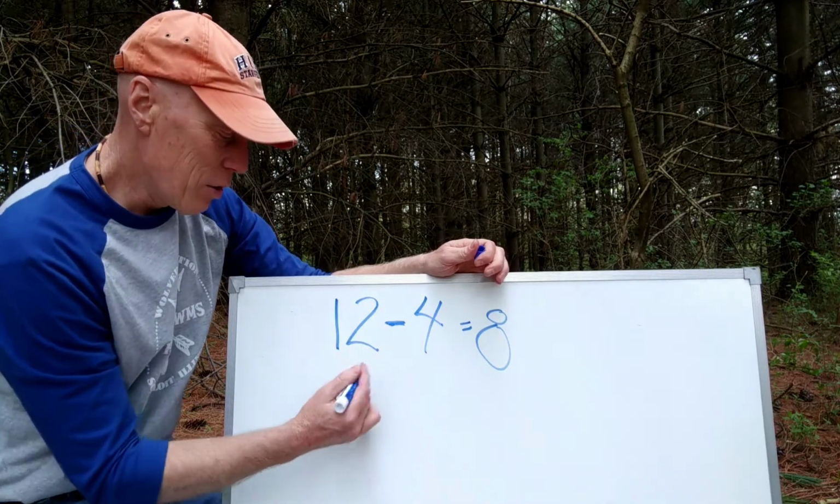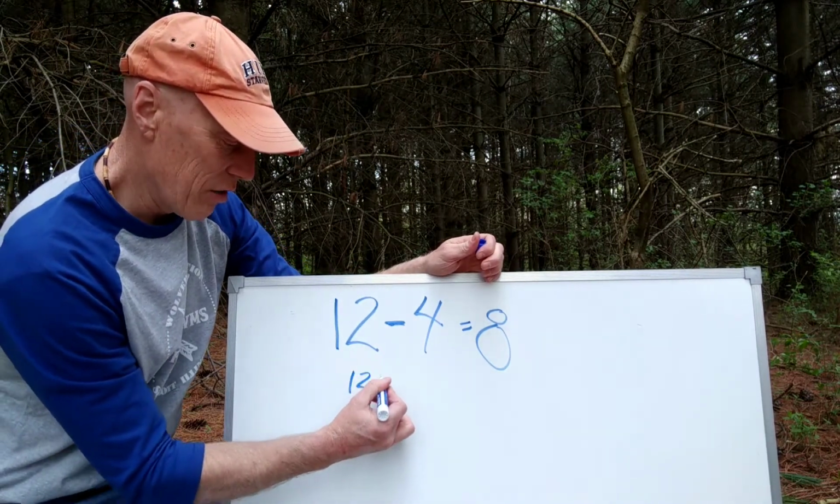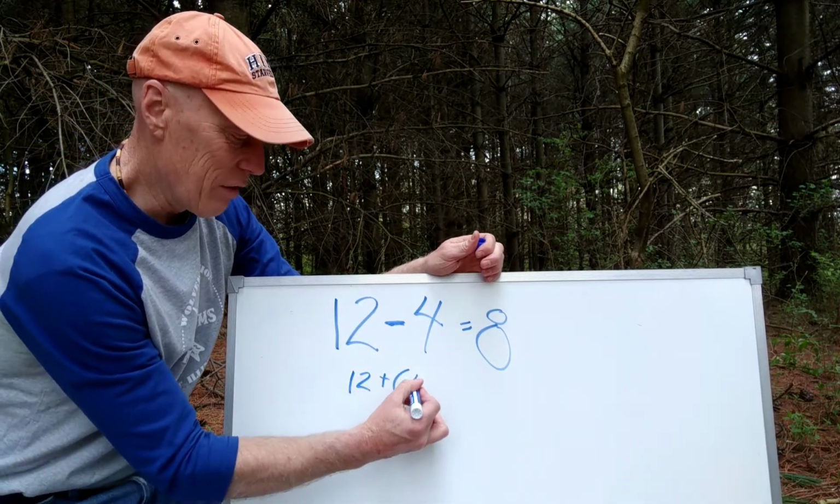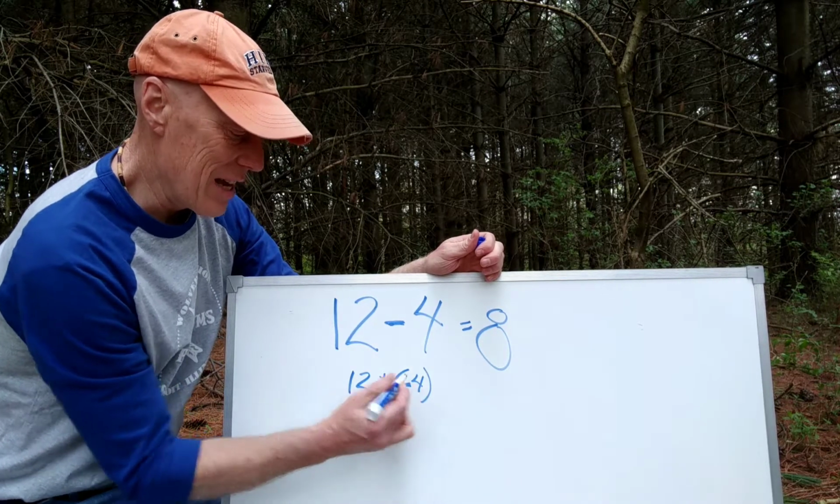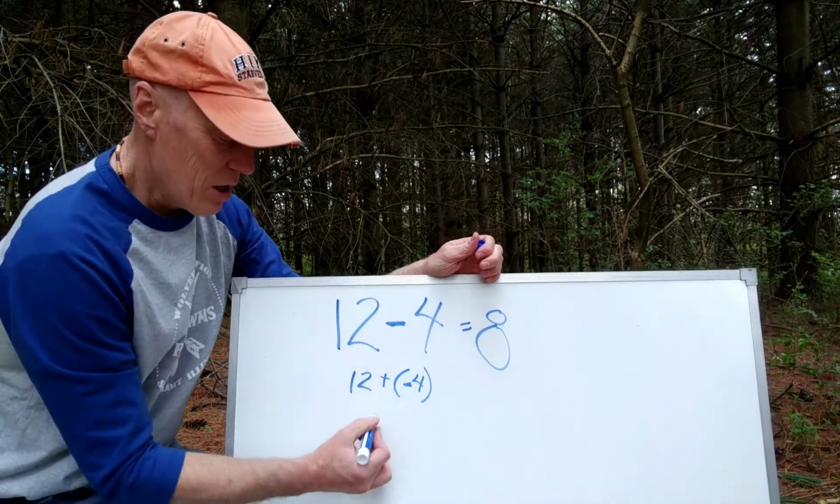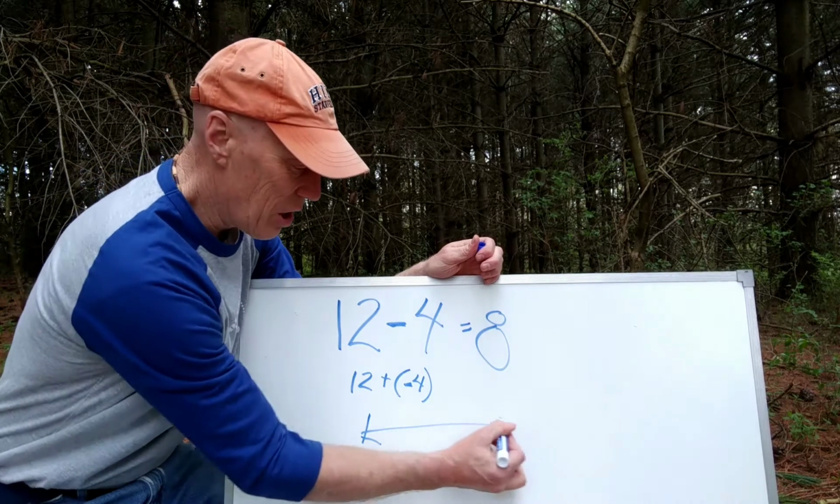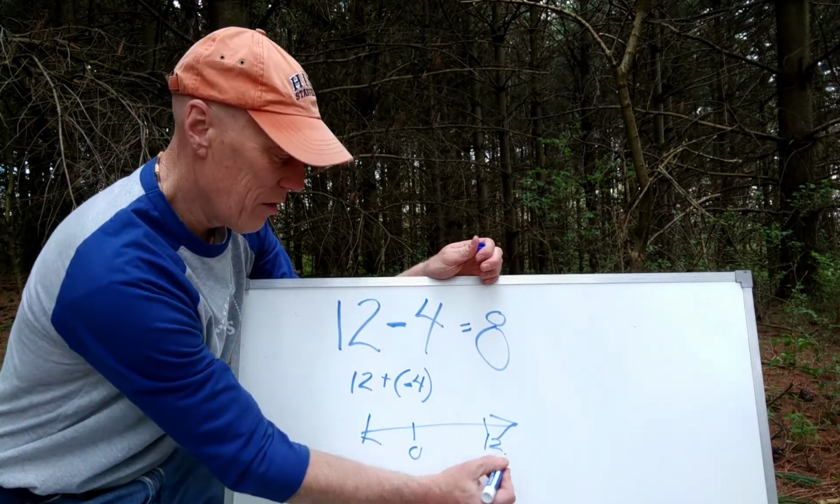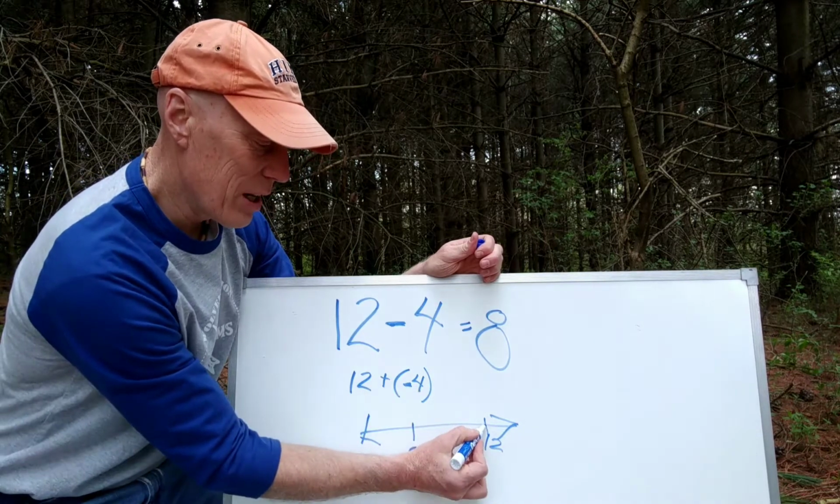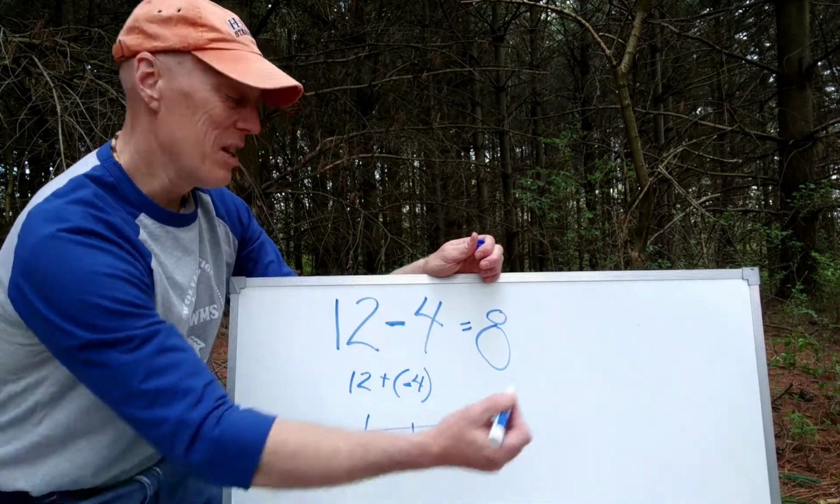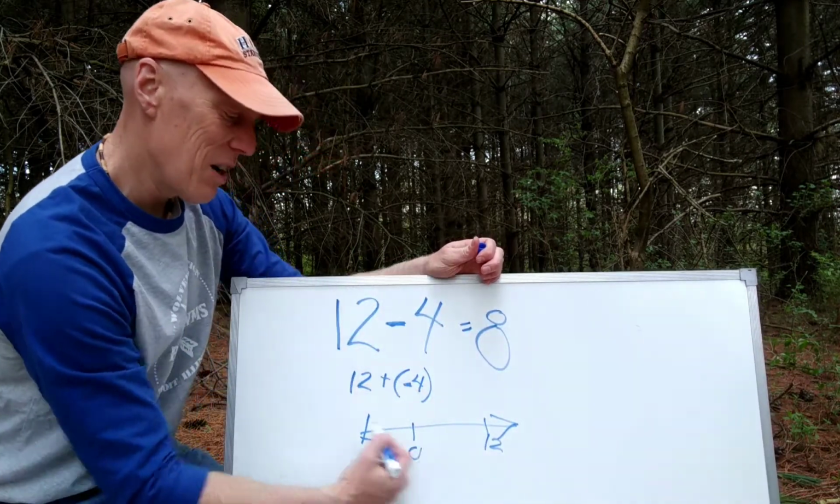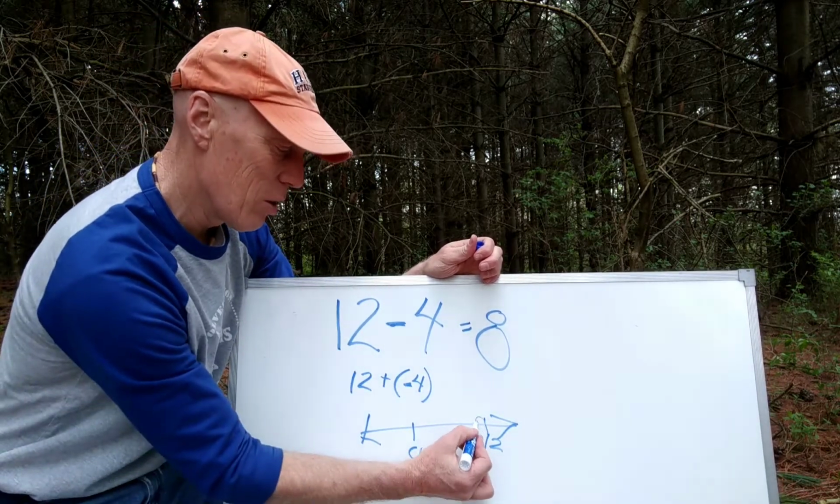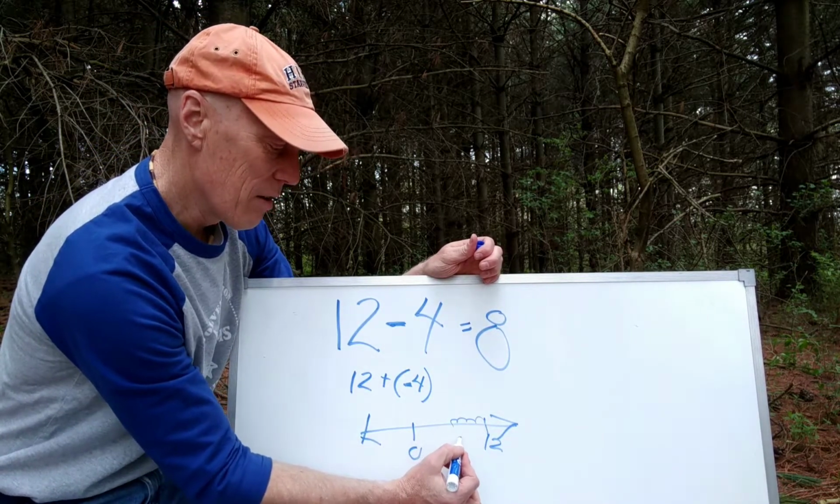Now, you can think of this as 12 plus a negative 4, since subtraction's a lie, and think of it as an addition problem. But still, any way you look at it, you're starting off with a 12, which here's 0, here's 12, and then your negative 4 is going to bring it back to the left. Negatives go to the left. Negatives are on this side of the number line. So 1, 2, 3, 4. Oh yeah, there's an 8.